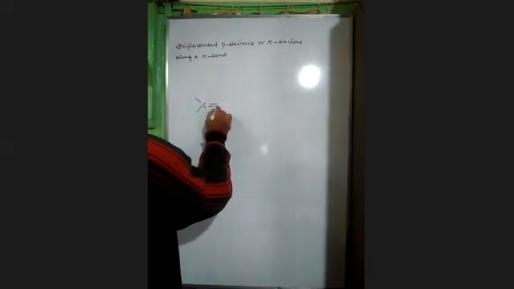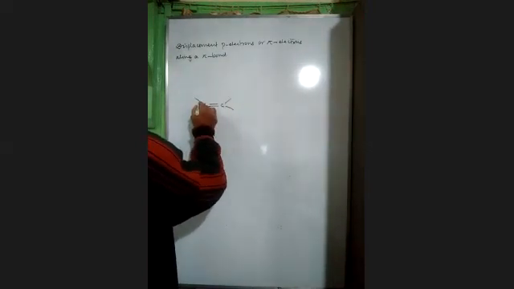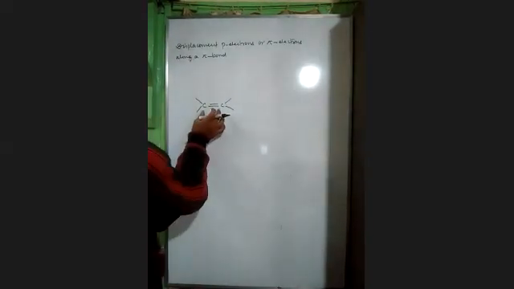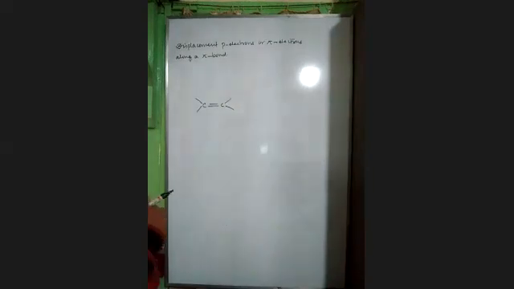See, suppose I have taken an alkene. You have a pi bond between two carbon atoms.